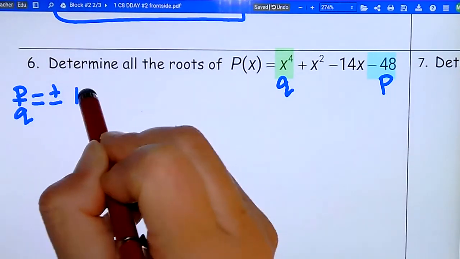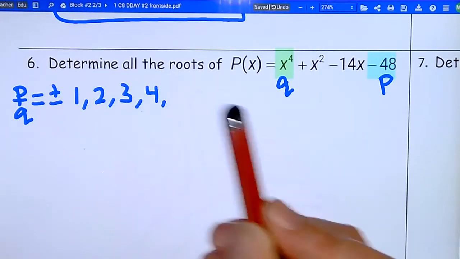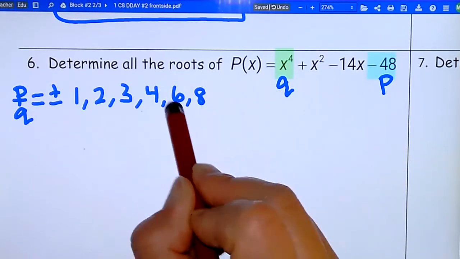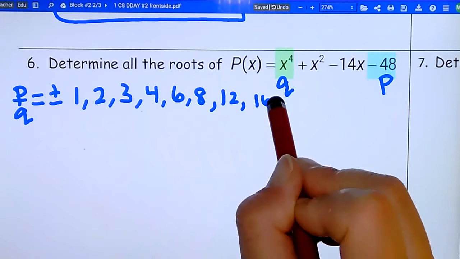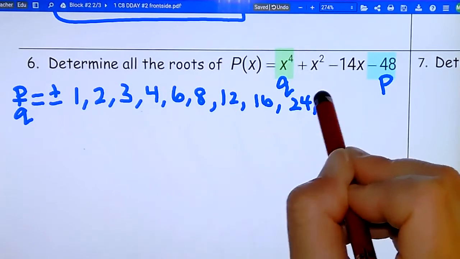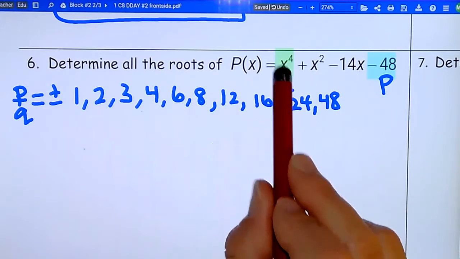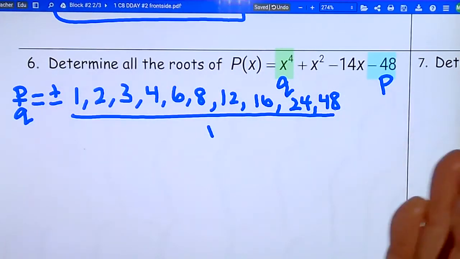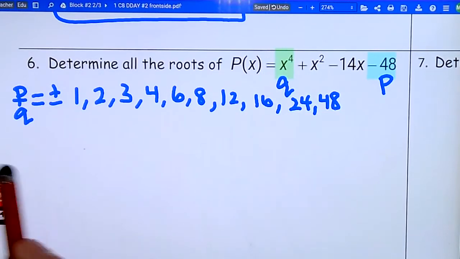I try to do it in a systematic way, going in order. 1 goes into 48, 2 goes into 48, 3, 4, 5 does not, 6 does. Now, once I get to 6, 6 and 8, 4 and 12, 3 and 16, 2 and 24, 1 and 48. And again, these are all plus and minus. And then I would put it over all the factors of 1, which is my q. The factors of 1 are 1. So I'm going to end up with just integers. So I don't really need to think about that 1. But if it was another number besides 1, I would have to make sure I work it out.